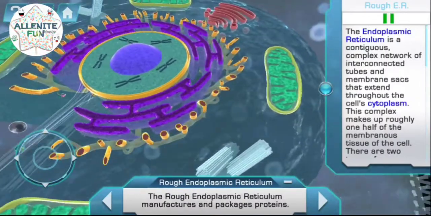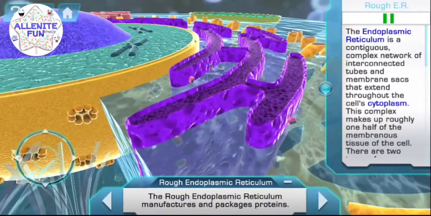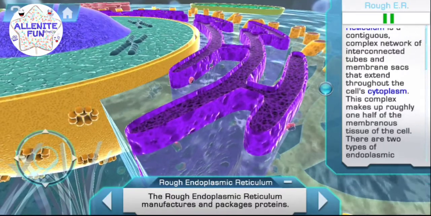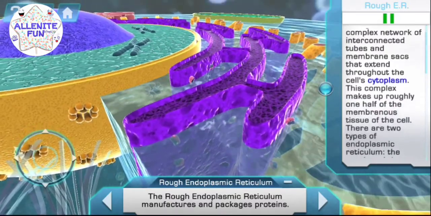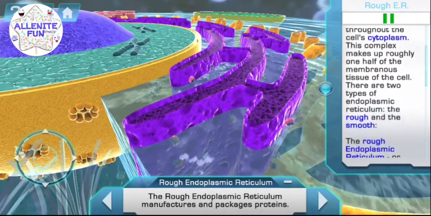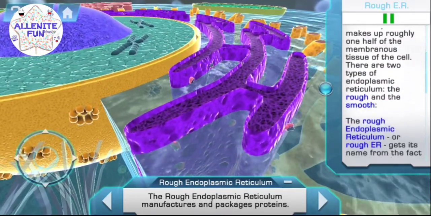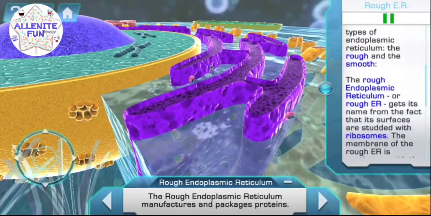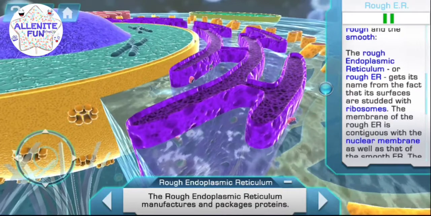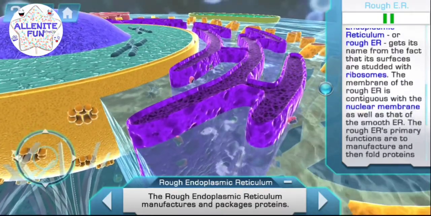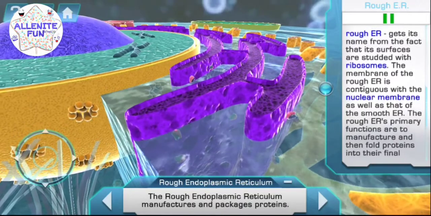The endoplasmic reticulum is a contiguous complex network of interconnected tubes and membrane sacs that extend through the cell's cytoplasm. This complex makes up roughly 1/2 of the membranous tissue of the cell. There are two types of endoplasmic reticulum, the rough and the smooth. The rough endoplasmic reticulum, or rough ER, gets its name from the fact that its surfaces are studded with ribosomes.